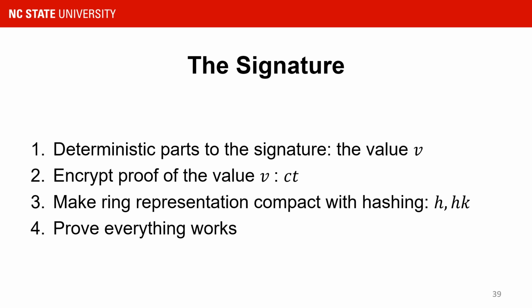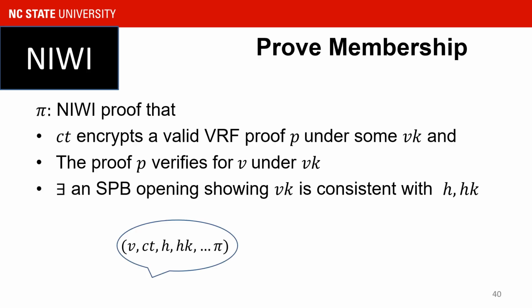It has basically more pieces to it than the previous signature because of these extra requirements of having intersigner anonymity and also wanting to be in the plain model. So it's just a more complicated signature overall. So let me talk about this proof of membership.